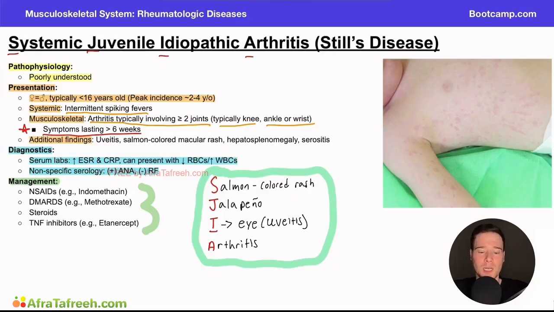Management comes down to symptom management here. We can use anti-inflammatories, and there's a variety of other medications that can be used as well. However, the response can be variable, thus making this a pretty tricky condition to treat for patients.